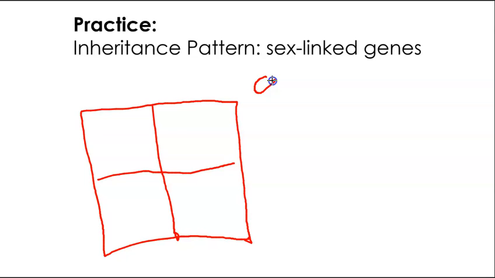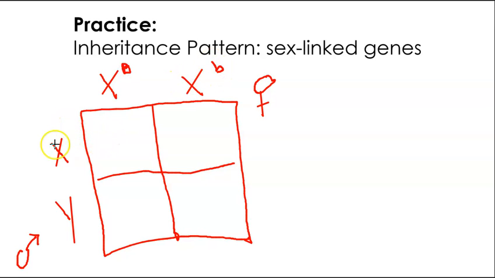Here we have mom. Here we have dad. Dad is XY. Mom is two X's. Mom is a carrier, so she has a big B and a little b. Dad is not colorblind, so he will have a big B on his X chromosome.